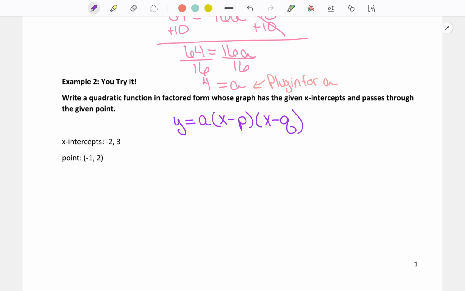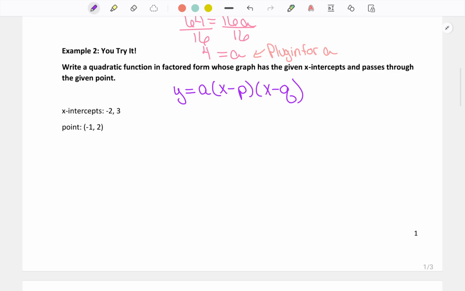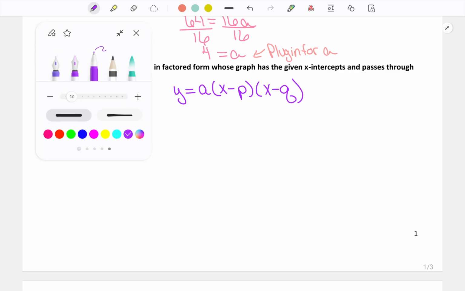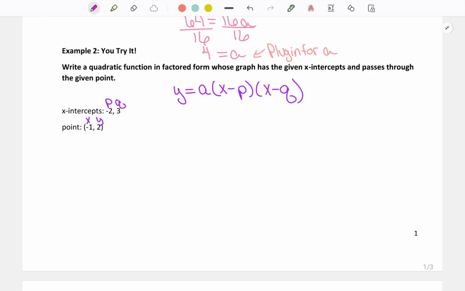So we are going to use intercept form and we're going to plug in what we know. So those intercepts are going to go in for p and q. And then our point is going to go in for x and y. So we are going to have 2 equals, and we don't have anything to go in for a, but we'll be able to solve for it like we did in vertex form.